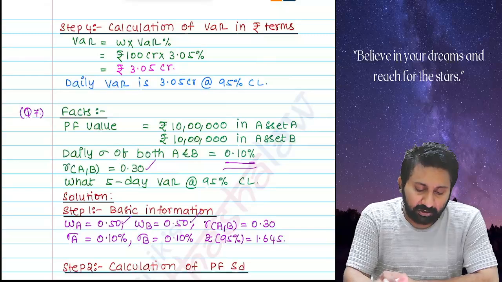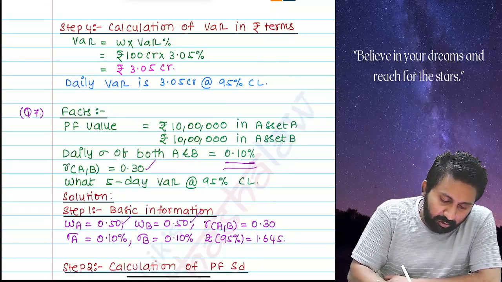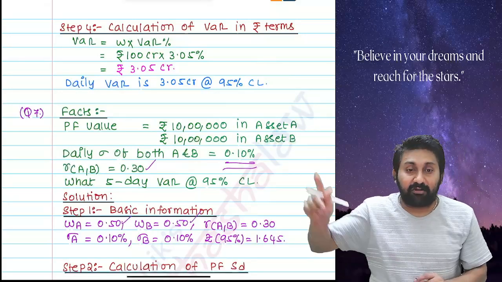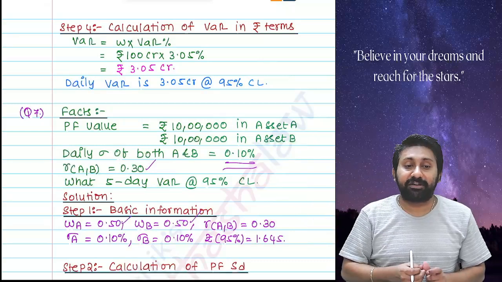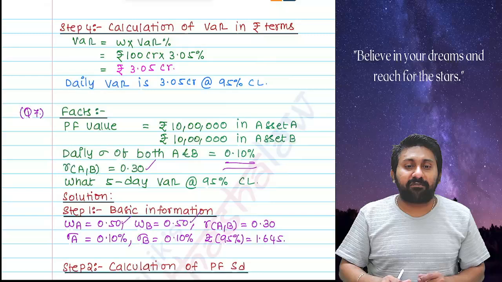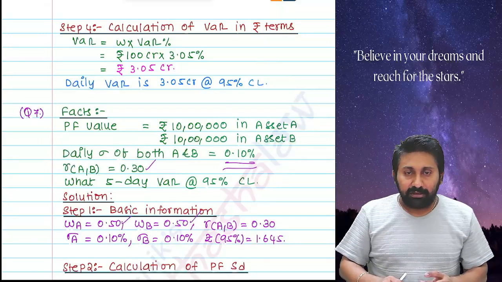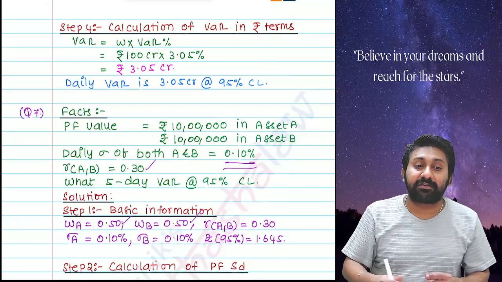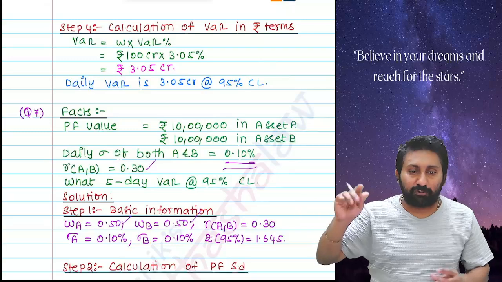So we wanted to know the total portfolio value. They have given individual security standard deviation. We wanted to do it for the entire portfolio. Entire portfolio value is how much? 20 lakh. Okay. But what is the portfolio standard deviation? Using the portfolio chapter, we have to do that first.